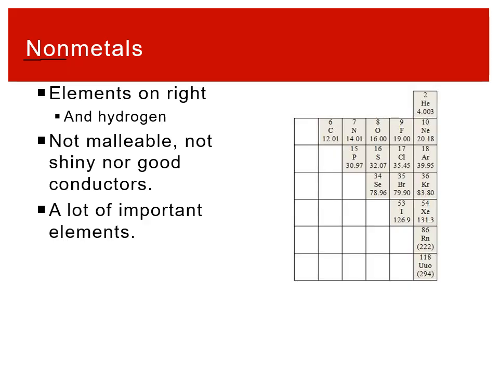There are a lot of important elements that show up in the nonmetals. Carbon, nitrogen, oxygen, and hydrogen are the main elements that make up living things. Phosphorus and sulfur make up the rest of it.